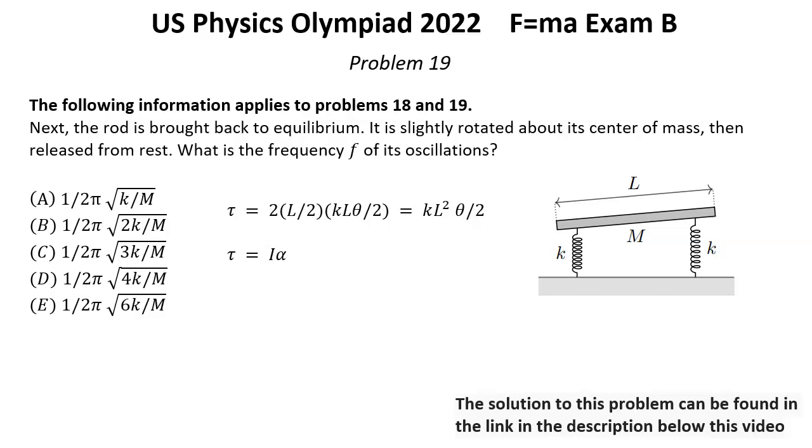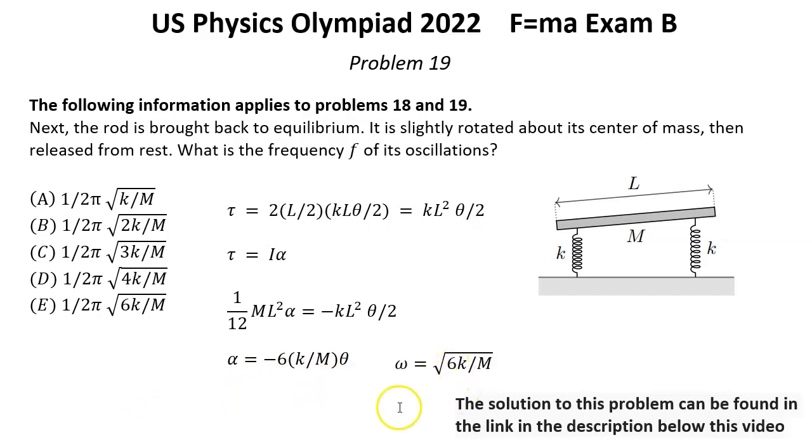So for such a rod we have this standard equation for angular oscillation. From this formula we can find that the angular frequency equals this one and the frequency equals this one. That's answer E, and that was the solution for problem number 19.